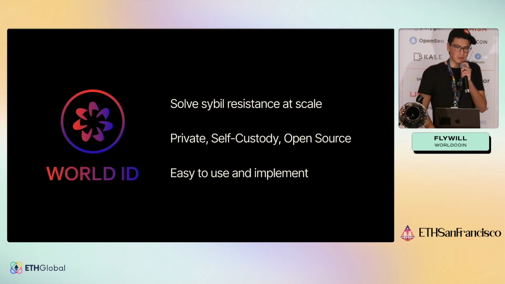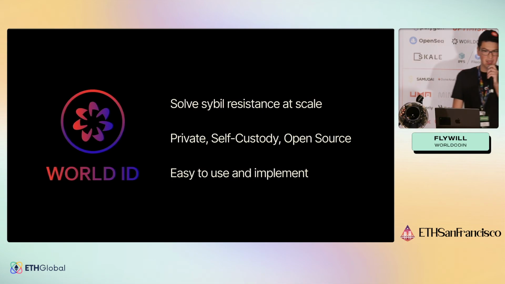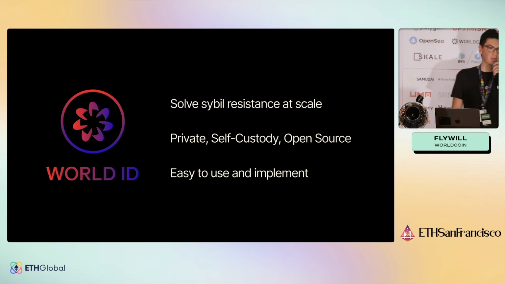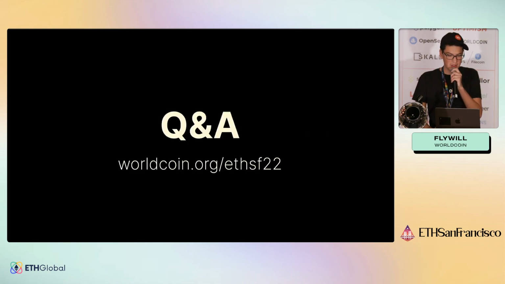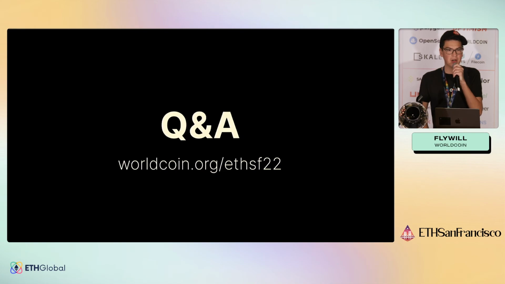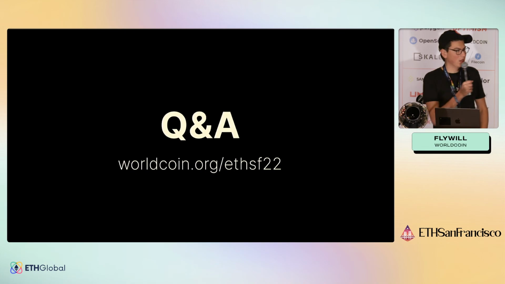Just to summarize, World ID is a protocol that solves for Sybil resistance at scale. Private, open source, open protocol, completely self-custody for the user, and very easy to use and implement. If you have any questions, here's the main resource link that you should take a look at. Here you'll find all the documentation and other information around this particular hackathon, information about the prizes, anything relevant for this hackathon you can find here.